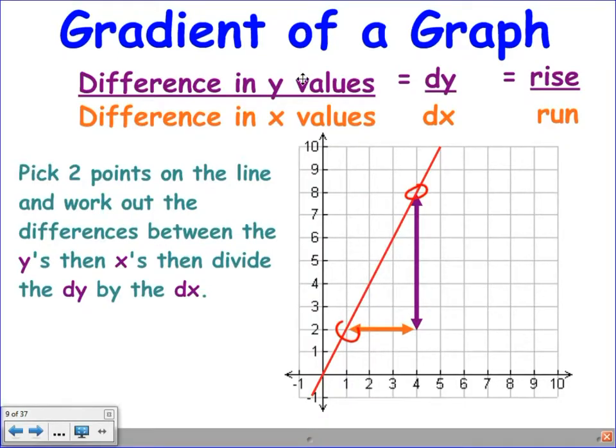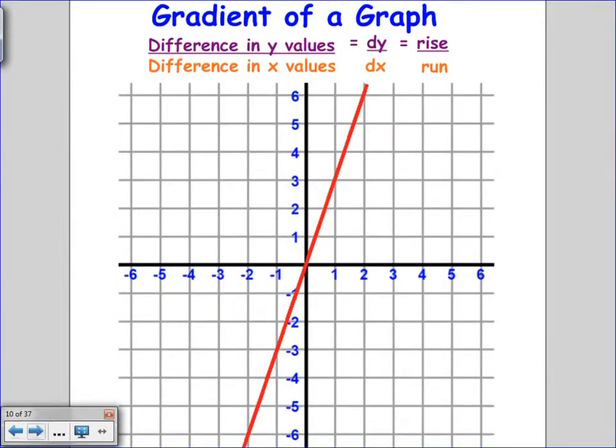Here I've got a rise. My rise is 1, 2, 3, 4, 5, 6. So I've got a rise of 6 and a run of 1, 2, 3. So 6 divided by 3 tells me the gradient of that line is 2. Does that make sense? Yeah? So generally, gradient of a line, dy by dx.